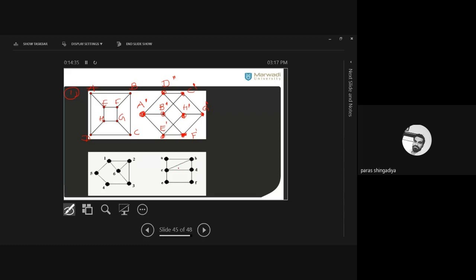Yeah, place C has a degree 4. Vertex C has a degree 4. Just check it again. And you can verify that both have the same number of vertices and the same number of edges. Clear? But the structures are different. Both have the same number of vertices and the same number of edges also.